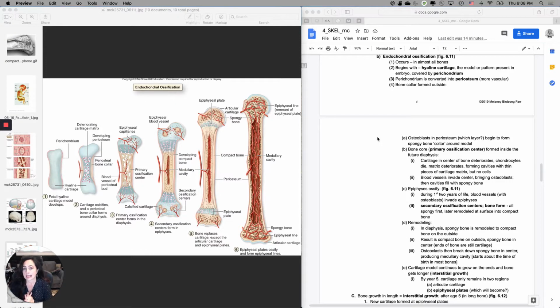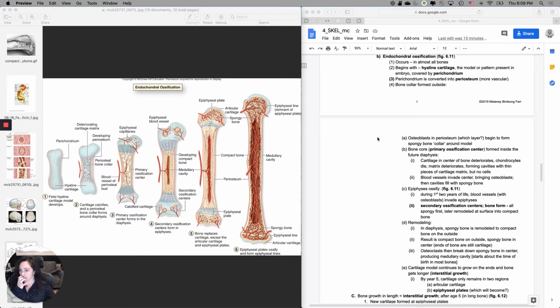Next topic is endochondral ossification. As the name implies, it happens within cartilage, hence the name endochondral ossification. It occurs in most of your bones, not the flat bones that we talked about before, but certainly all of your long bones. And it begins with hyaline cartilage.